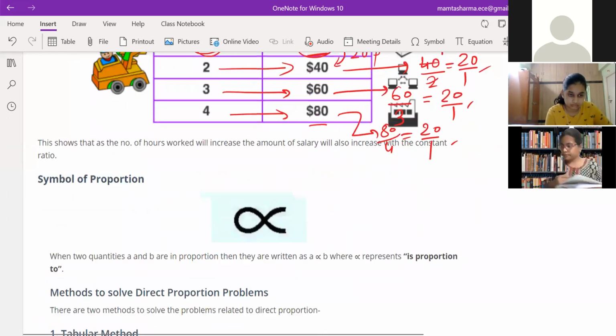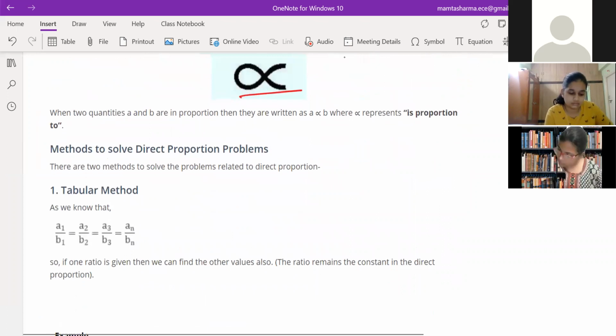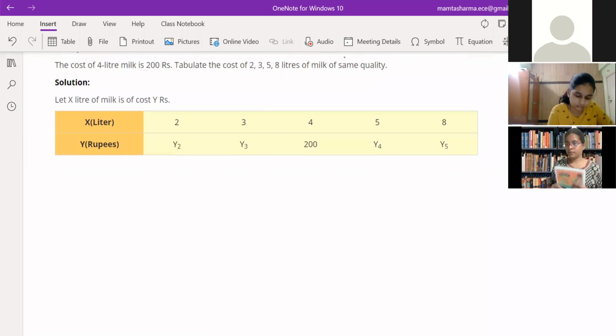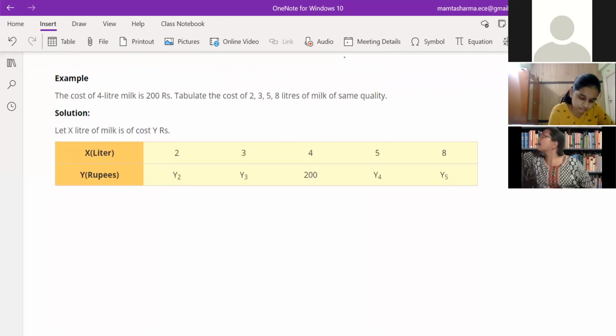See, this is the symbol of direct proportion. Now, you can solve direct proportion by using the tabular method. Let's solve an example. The cost of 4-liter milk is 200. Tabulate the cost of 2, 3, 5, 8 liters of milk. Can you do this? Can you try it? Or can you explain how it will be solved?